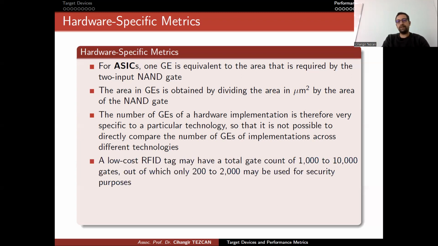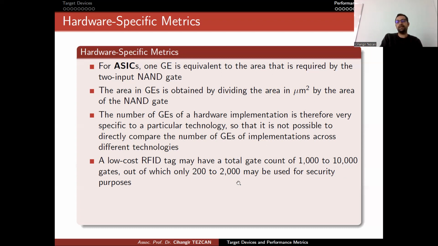A low-cost RFID tag may have a total gate count of between 1,000 and 10,000. So you might say, okay, if I have 10,000 gate equivalents, I can put many encryption algorithms here. But actually, those 10,000 gates will be used by the smart card for many other operations. So for the security part, for the cryptographic operations, you can only use 20% of that device. This is why you generally have 200 to 2,000 gates.